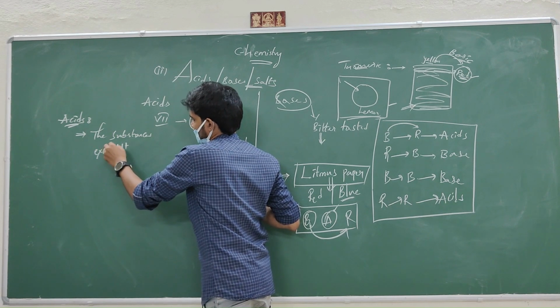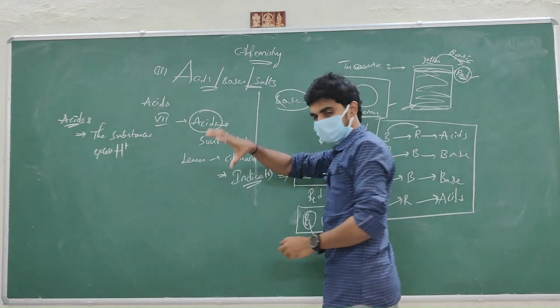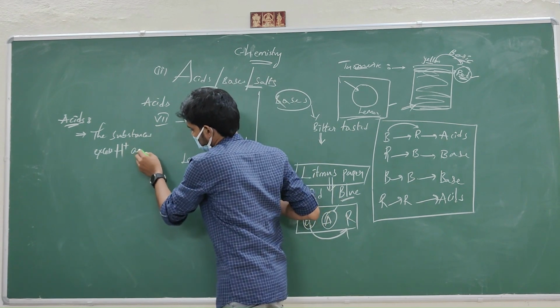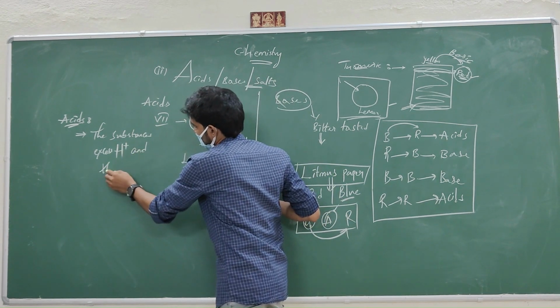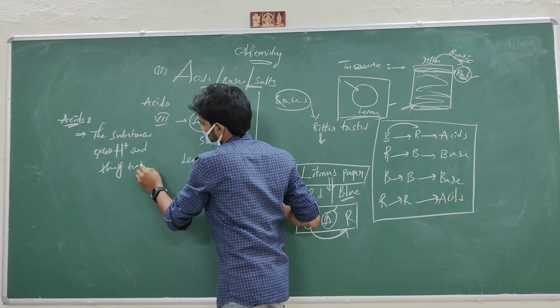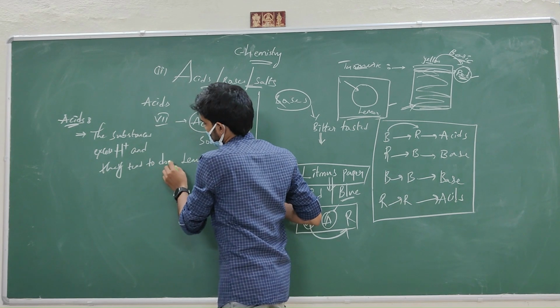Normally the substance which contains excess of H plus ions, they tend to donate them. What do they do? They tend to donate them.